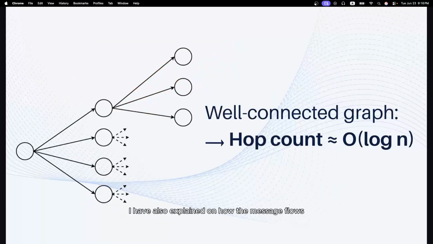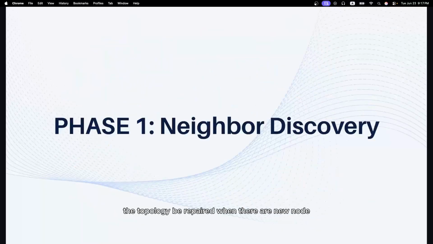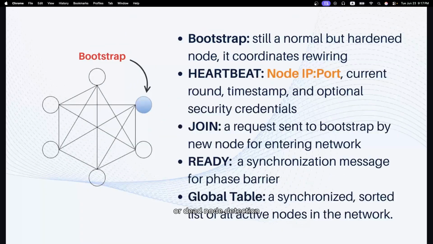I have also explained how the message flows in the network. So the node wants to send a message, just forward the message to its direct neighbors. Its neighbors also do the same thing. They forward the message to their next neighbors, except the node that it received the message from. And how can the topology be repaired when there is a new node or dead node detection?